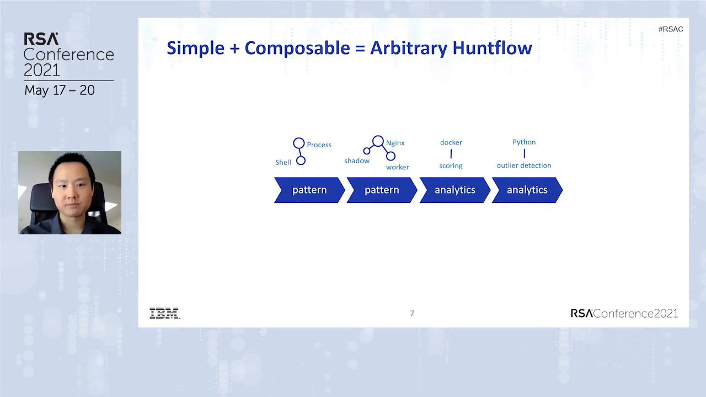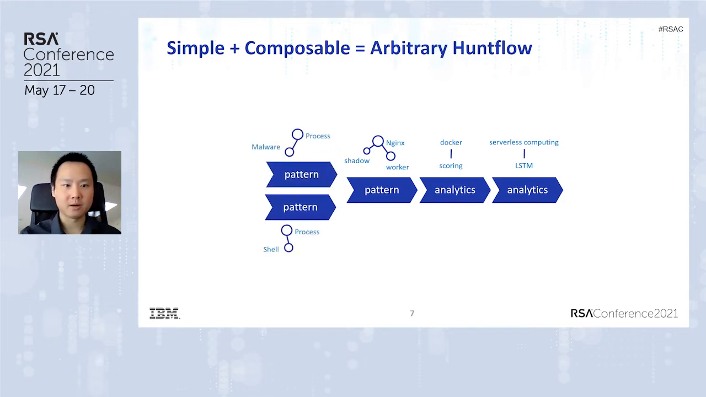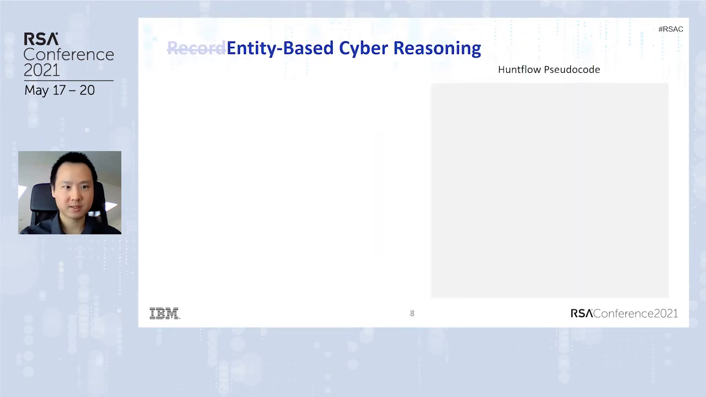Besides adding more, threat hunting is an interactive procedure. It is common for hunters to manipulate the hunt flow, replace the second analytics with a machine learning model, merge multiple flows into one, or fork a hunt flow branch to verify a different version of the threat hypothesis. We expand what are the what. We expand what is the composability. What's the secret sauce to make hunt flow composable from any pattern or analytics?